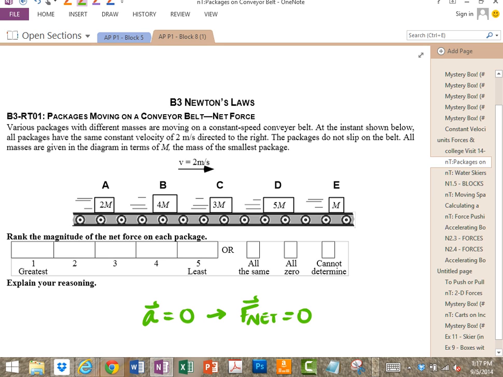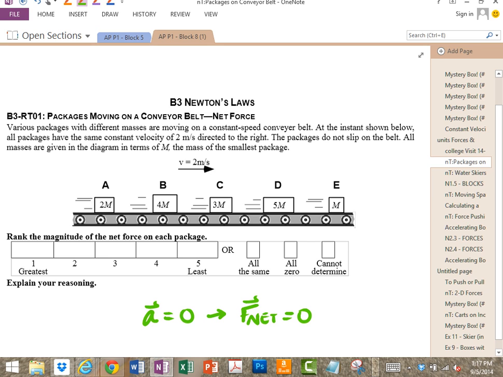Yeah, he explained it. I was going to say that some have more momentum than others because there's more mass. Sure. However, what the question's asking doesn't involve momentum. So if they're all traveling at the same velocity with no slipping, the acceleration is zero.